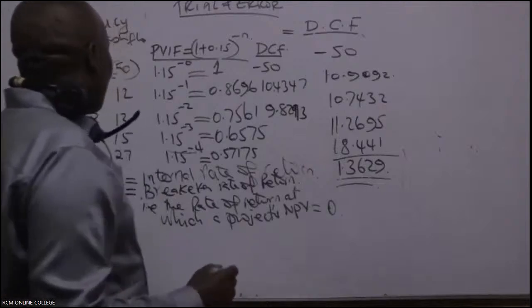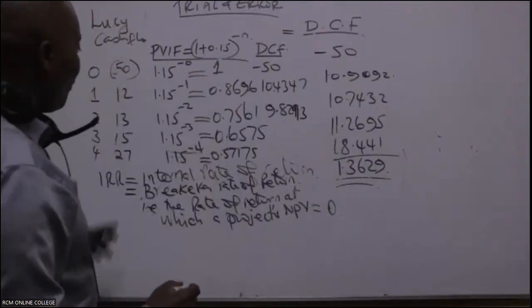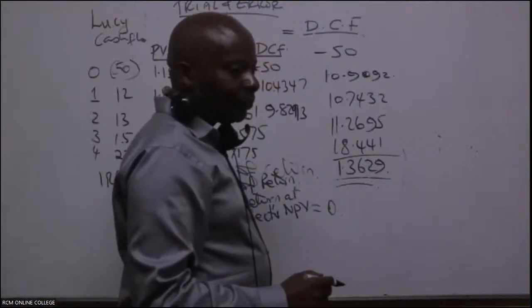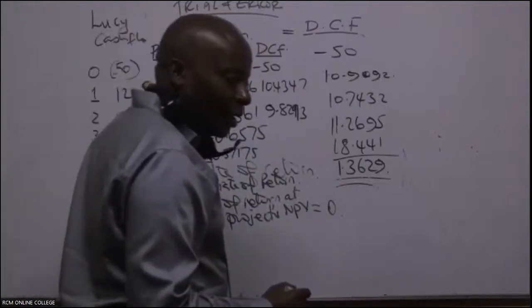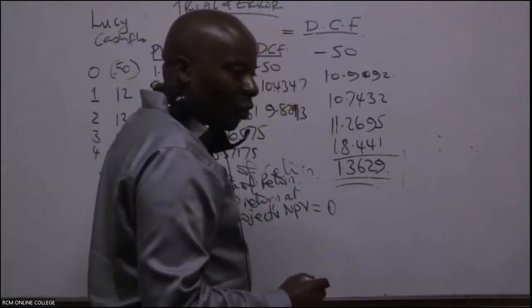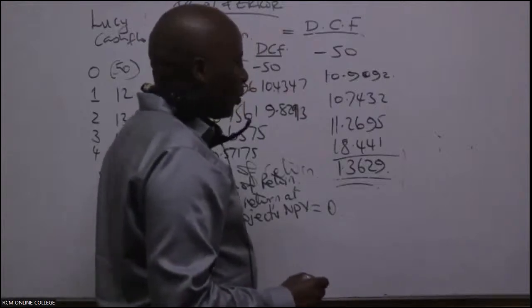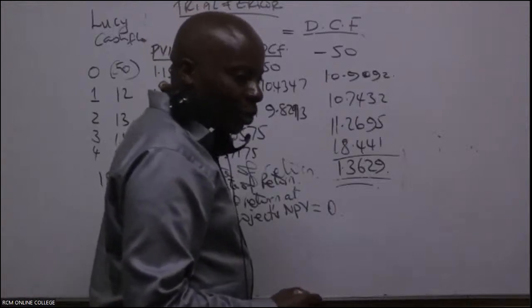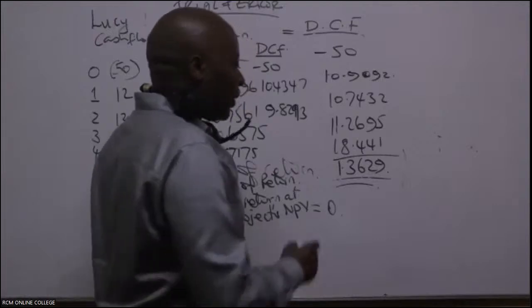And then now go to the third year. Third year, we have 15 times this discounting factor. What do we have here now? The fourth year. We're almost there. 9.8625.